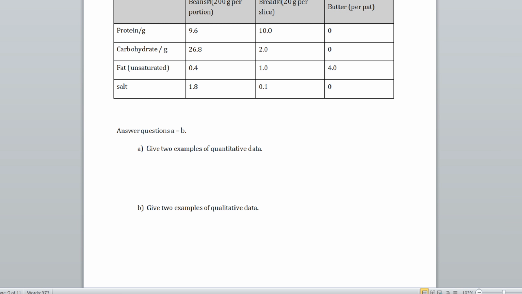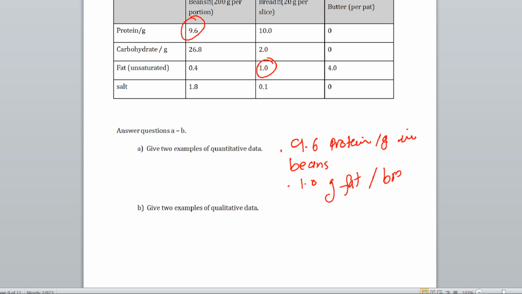Question 1. Give 2 examples of quantitative data. What quantitative data do we have here? Any value is quantitative here. So if I say 9.6 protein per gram in beans, or use any other value, like 1 gram fat in bread, these are quantitative values.